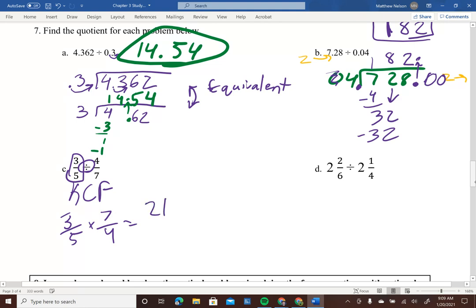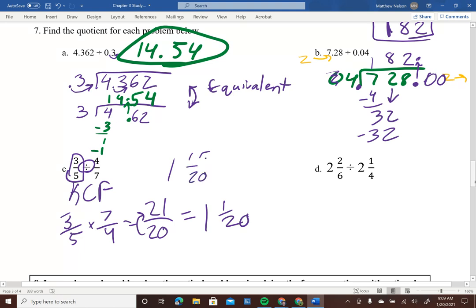3 times 7 is 21. Multiply across the bottom. 5 times 4 is 20. And then if we were to write this as a mixed number, it'd be 1 and 1/20, because 20 goes into 21 once, and there's 1 left over. And of course, it'd be over 20 still.